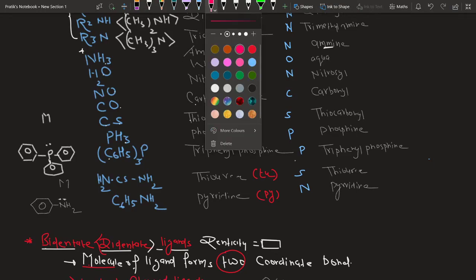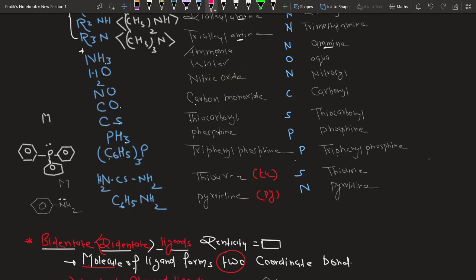Students, in triphenyl phosphine, there are 3 benzene rings, in a bracket with the whole tris. So I have written 3 benzene rings. It's a bigger molecule which contains 1 phosphorus, and this phosphorus contains only 1 lone pair. So if the metal approaches this, it can donate only 1 lone pair and form 1 coordinate bond. That's why its denticity is 1. The donor atom over here is phosphorus.